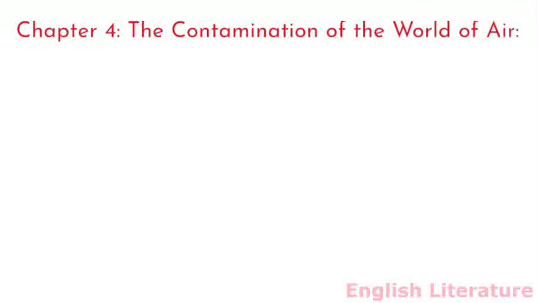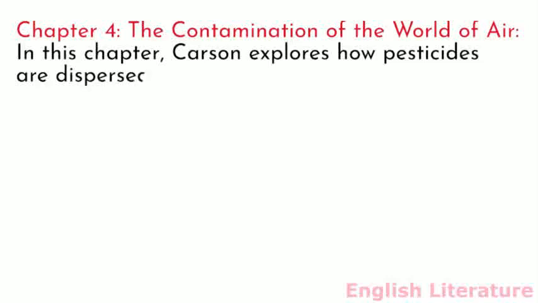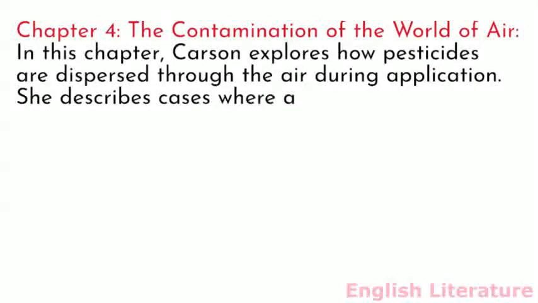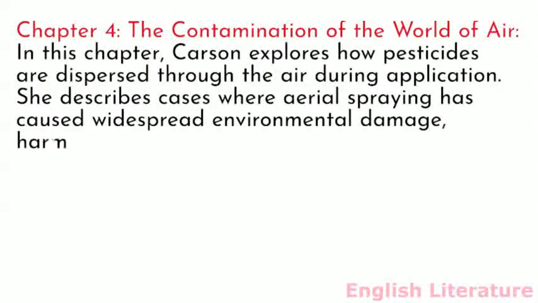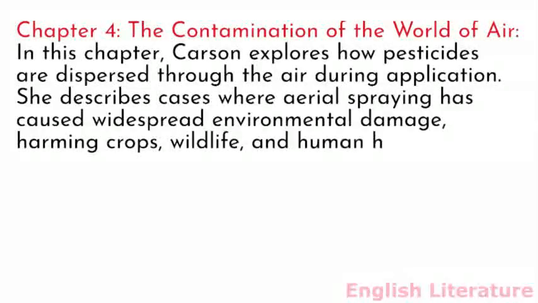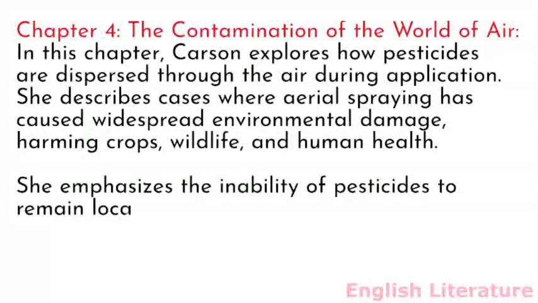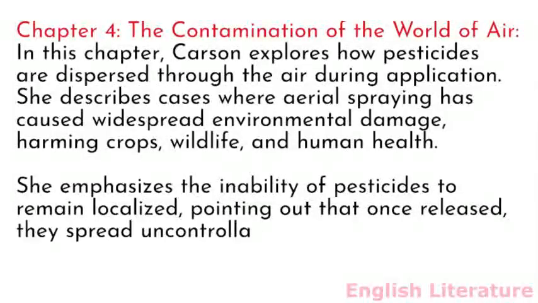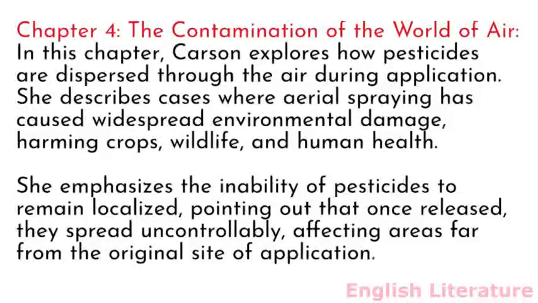Chapter 4. The Contamination of the World of Air. In this chapter, Carson explores how pesticides are dispersed through the air during application. She describes cases where aerial spraying has caused widespread environmental damage, harming crops, wildlife, and human health. She emphasizes the inability of pesticides to remain localized, pointing out that once released, they spread uncontrollably, affecting areas far from the original site of application.